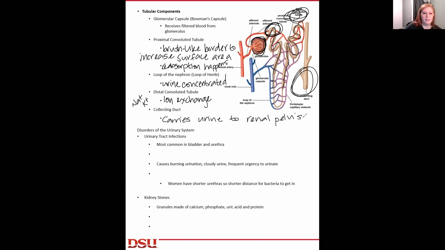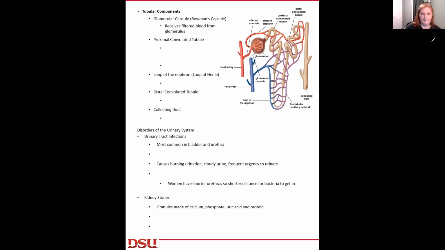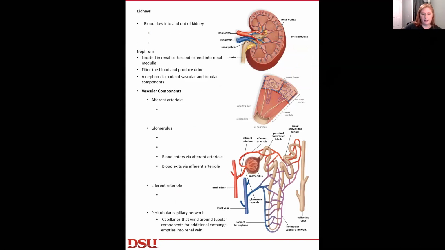And from the renal pelvis, it will be dropped into the ureters and then down into the bladder. I'm going to pause here actually, and go back for a second. Let's find an obnoxious color. This should stand out.